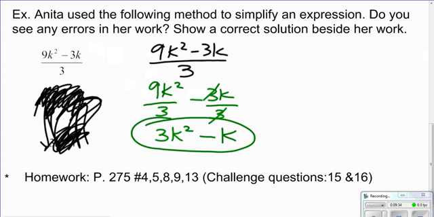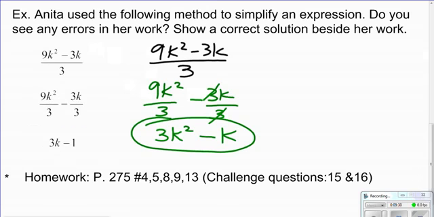That's the correct answer. Now let's go back and see what they did. I hope you didn't scribble on yours too much. When we look at the second step, that looks okay. Their second step matches our second step. But when we look at their third step, they thought that there was a k in the denominator, right? So this step is wrong because the k shouldn't be affected, because there's no k in the divisor or in the denominator.